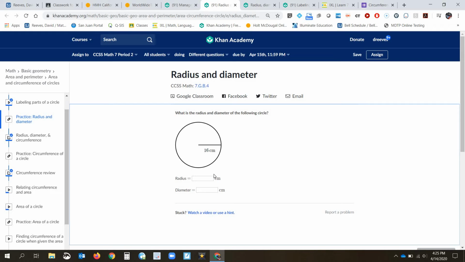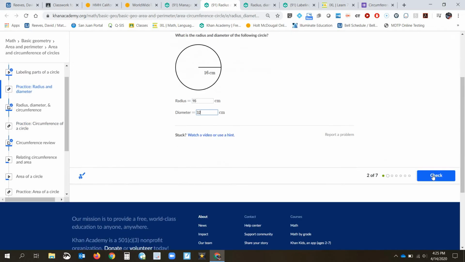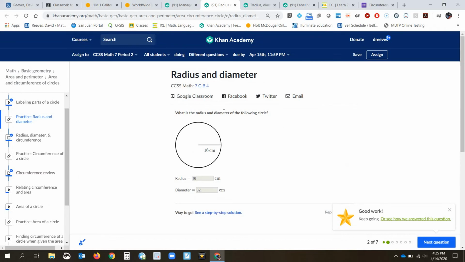What is the radius and diameter of the following circle? Well, the radius is 16. And the diameter is twice that, which is 32. Again, I can go down and check. All right, and we could continue that process through.